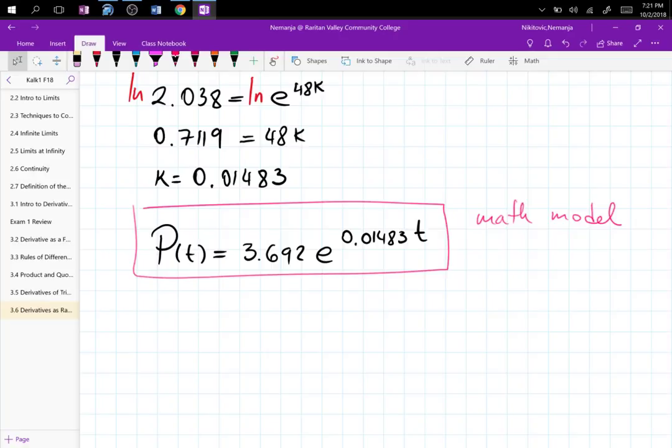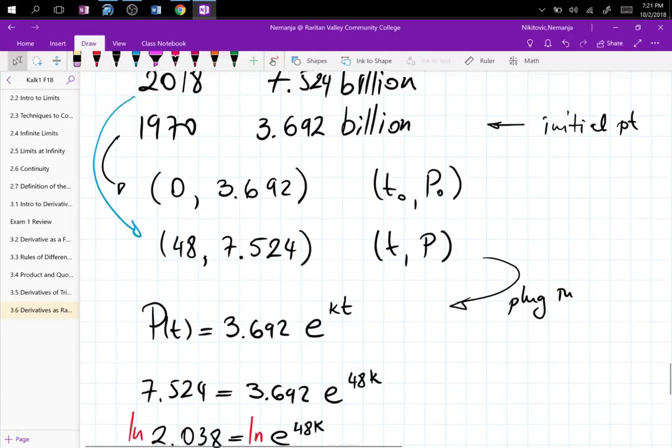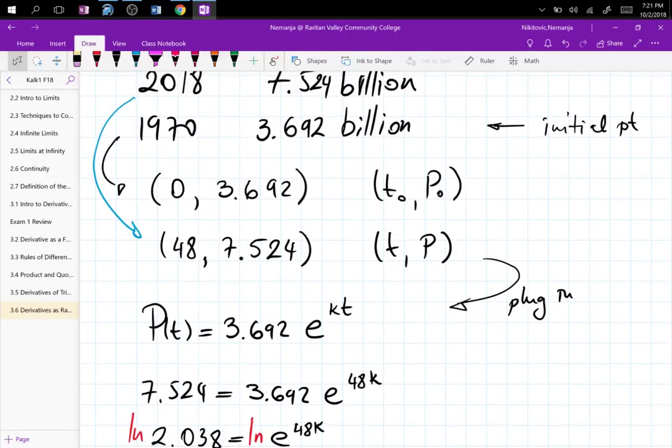Now that's a wide range, and if you paid attention, did anyone notice that we doubled in 50 years?